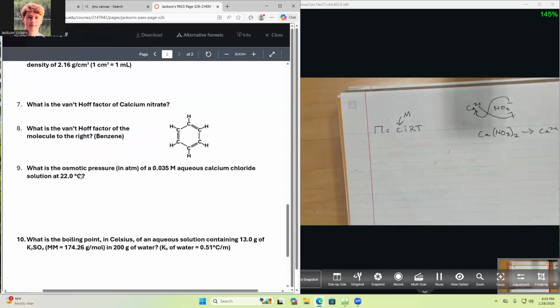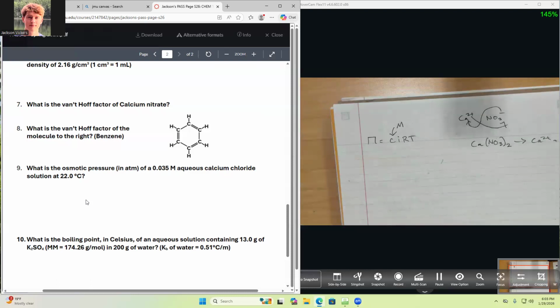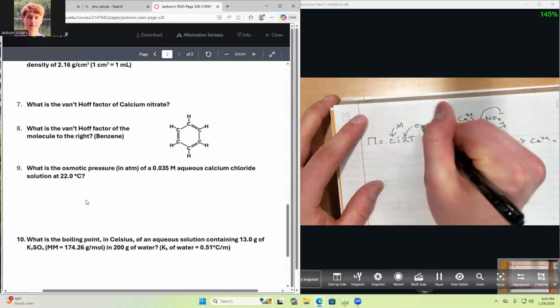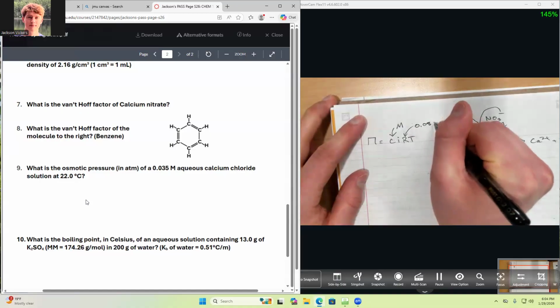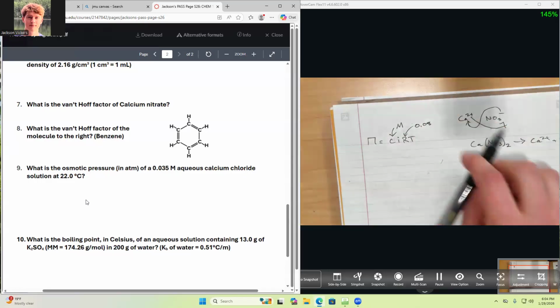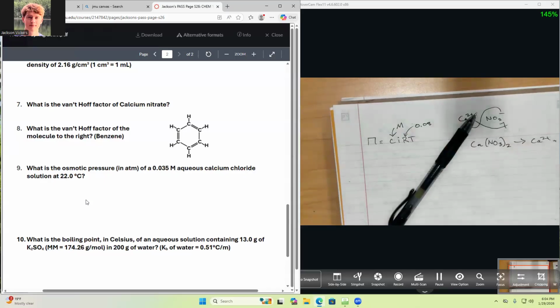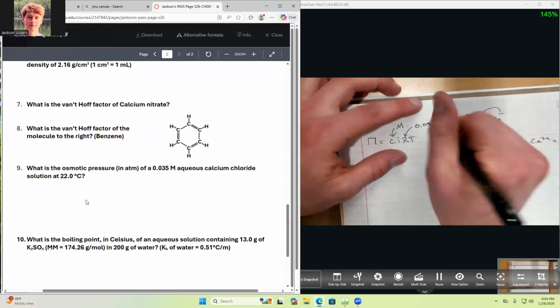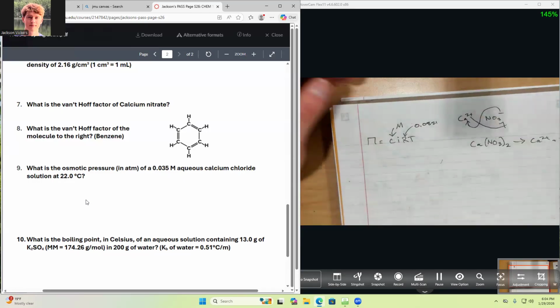So spend a few minutes working on this. I'm asking what the osmotic pressure is in units of atmospheres, given this concentration of calcium chloride at 22 degrees Celsius. And R, there are two gas constants you'll have to know for this test. The one that we're using is 0.08206. That's always given to you. 0.0821, I'll cut it off there.